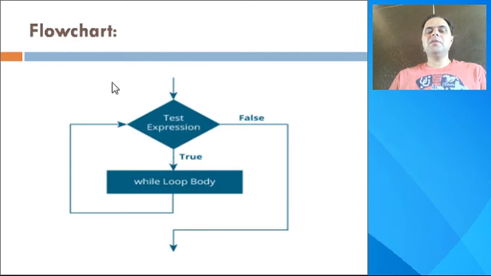Now the flowchart of the while loop. First we have to test the expression, then the body of the loop will be executed. Then again test the expression. In the body of the loop the statements will be executed, and the increment or decrement of the loop variable will be done. And again the condition will be tested. If the condition is true, then the body of the loop will be executed, and if the condition is false, then the control will go out of the loop. So until this expression is true, the loop goes on executing again and again, and when the expression becomes false, the control goes out of the loop.